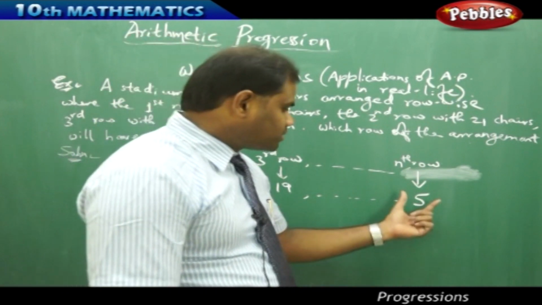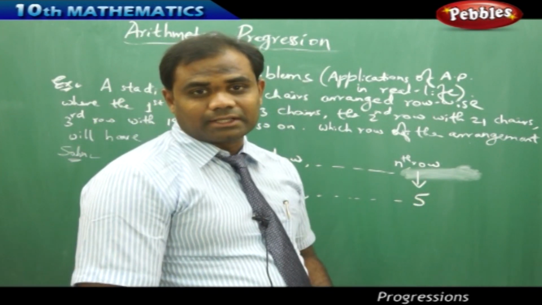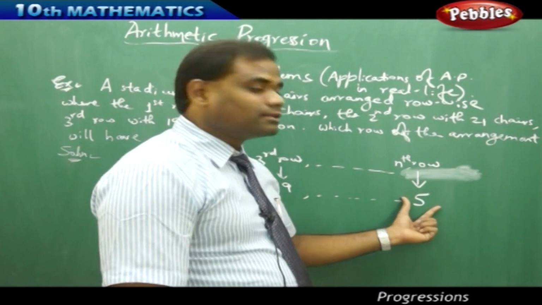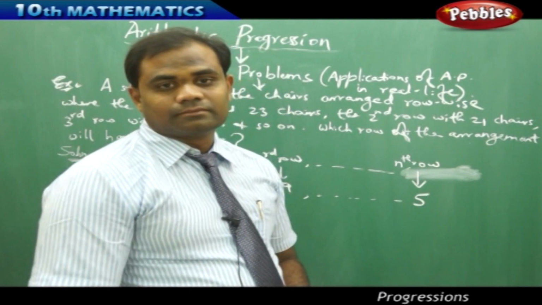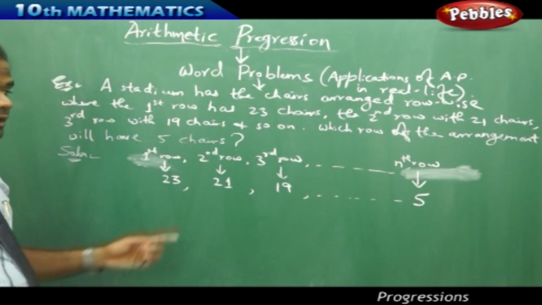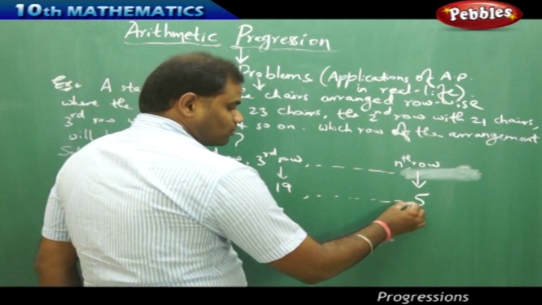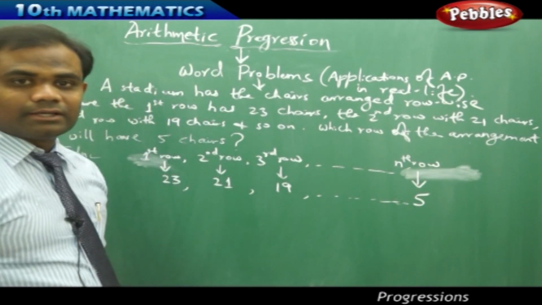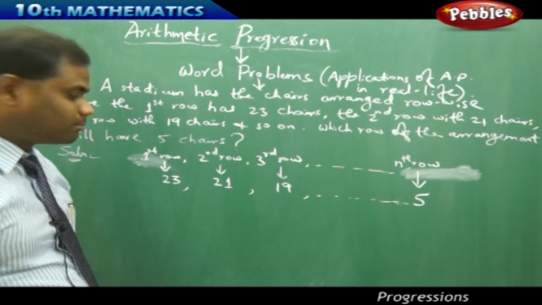So in which row will I have 5 chairs? That is, I take this as the nth term and I find n. So let's see if this is an arithmetic sequence. The first and foremost step is to identify the arithmetic progression of the given pattern.